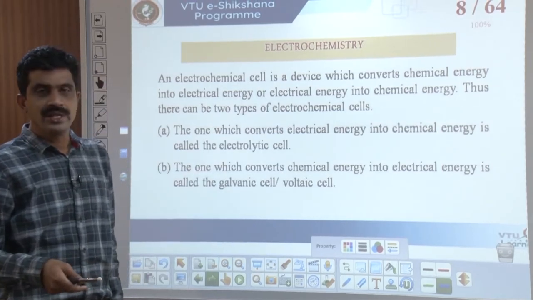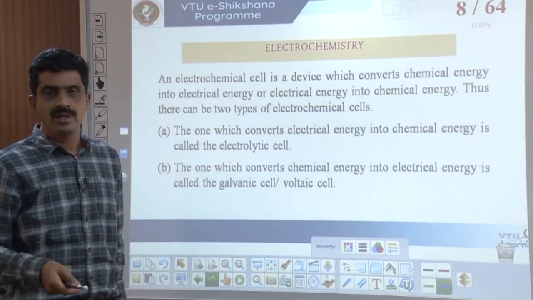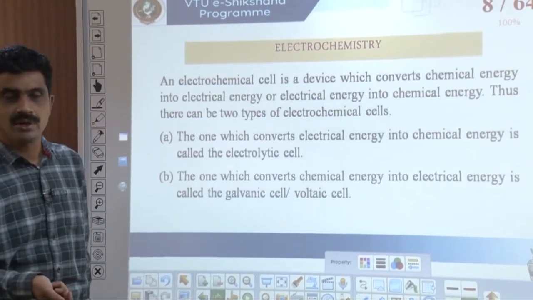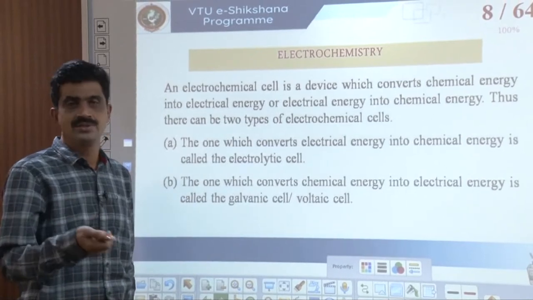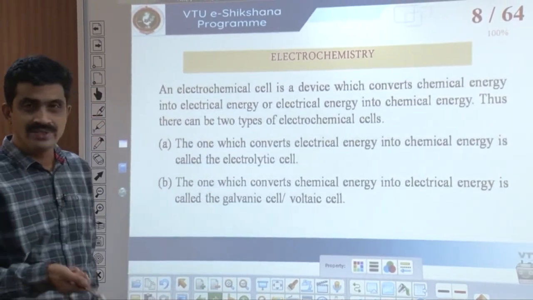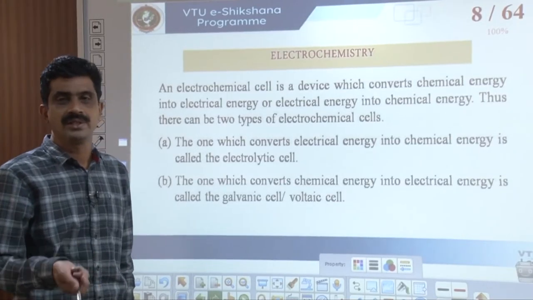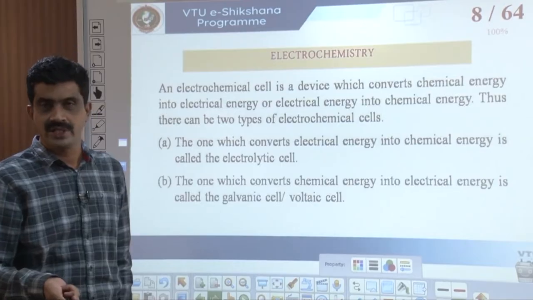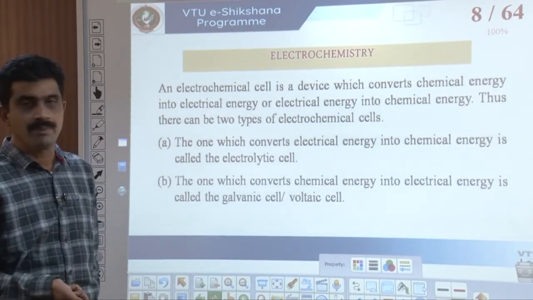So the postulates that electrical and chemical phenomena are mutually related were put forward long back by a chemist called Lomonosov in the middle of the 18th century. But this field, electrochemistry, drew its attention when Galvani reported his observations of contractions in the muscles of dissected frogs when they were connected to copper and iron wires.